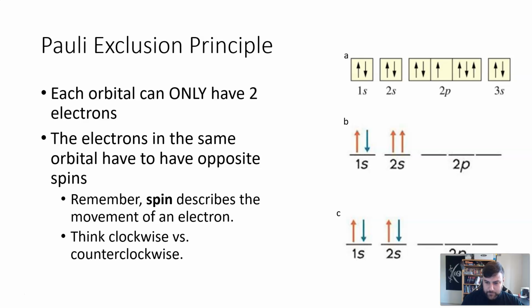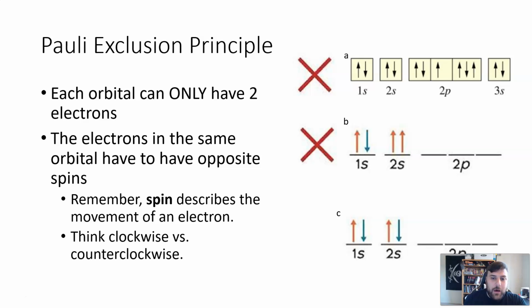Okay, so letter A is incorrect because this goes to our first part of Pauli's exclusion principle. If you look in the 3rd orbital of 2p, there are 3 electrons. We cannot have more than 2. So that should already jump out at us as, hey, that's not quite right.